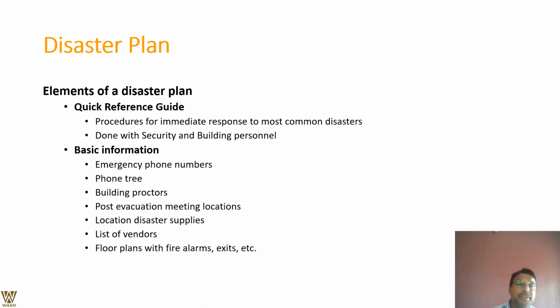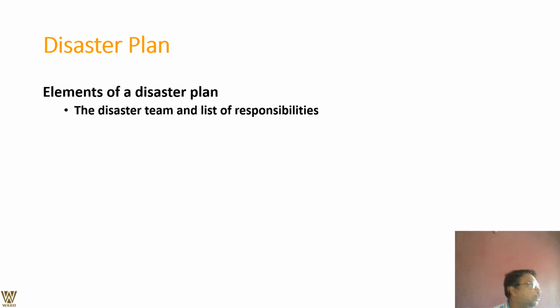Disaster plan, elements of a disaster plan, quick reference guides. Procedure for immediate responses to any common disaster that we talk about, if it is with the building, done with the security and the building infrastructure. Basic information includes emergency phone numbers for hospital, police, administration, the phone tree, the building proctors, as they are called, who can guide you to the best possible understanding of the facility, post-evacuation meeting location, location of disaster supplies, list of vendors, floor plans with fire alarms. That is what we should be looking at, and that needs to be understood.